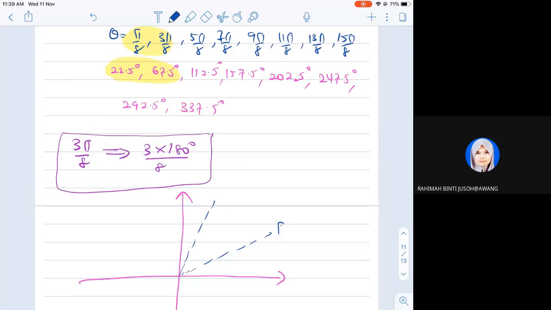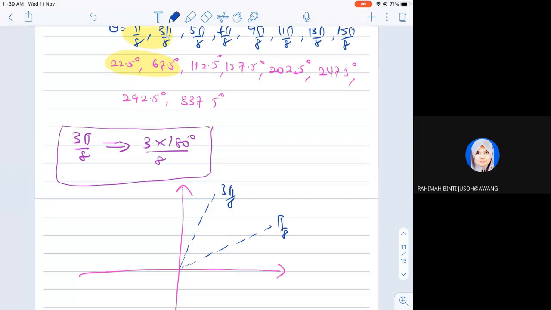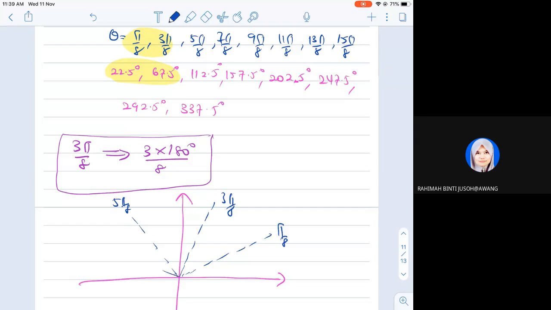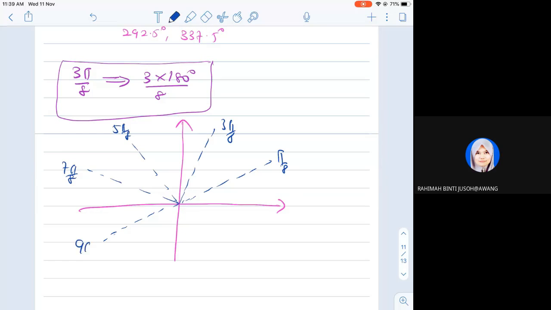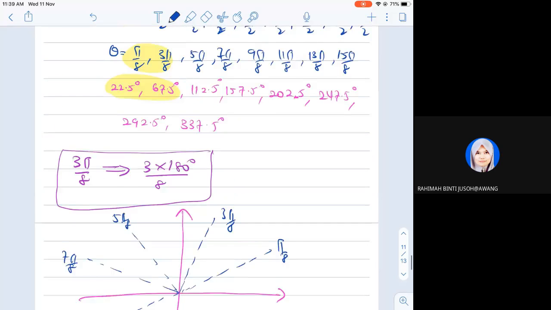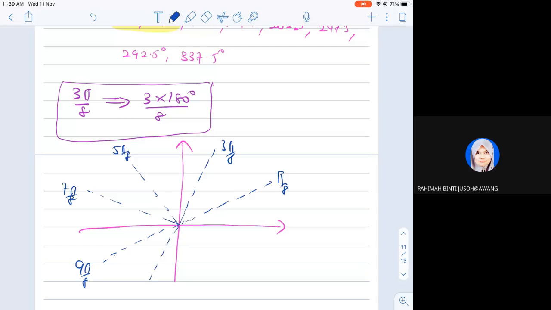Okay, this is pi over 8. This is 3 pi over 8. Okay. And then 5 pi over 8. Mana 5 pi over 8? Sini. Okay, 5 pi over 8. And then 7 pi over 8. And then 9 pi over 8. And then 11 pi over 8.